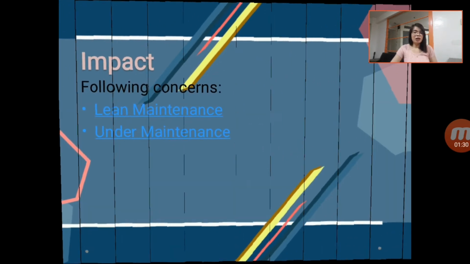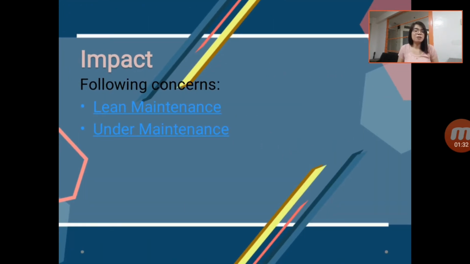So next is the impact. An inadequate maintenance budget may potentially result in the following concerns. First is lean maintenance and second is under maintenance. So what is lean maintenance? When we say lean maintenance, it seeks a program of qualitative maintenance over quantitative maintenance. So we're up to the quality of the maintenance rather than the quantity of the maintenance. Let's define it as simply: sweat the asset.